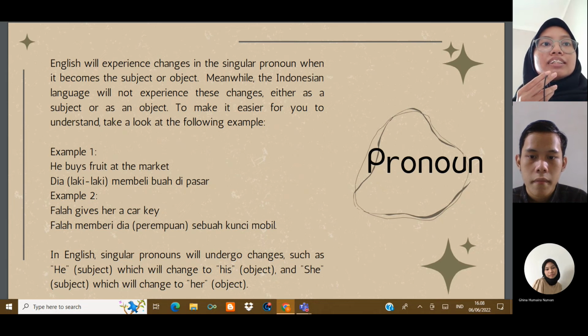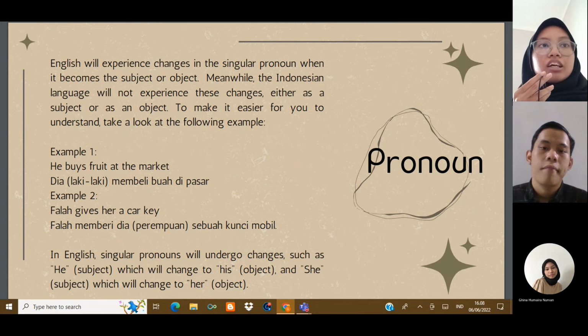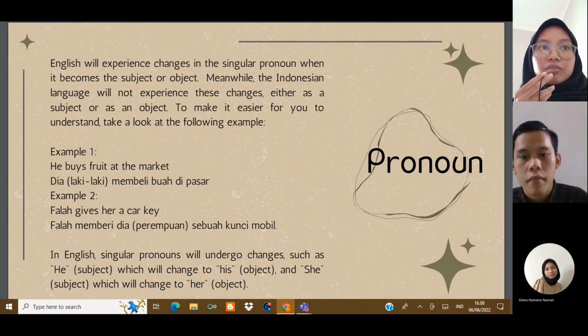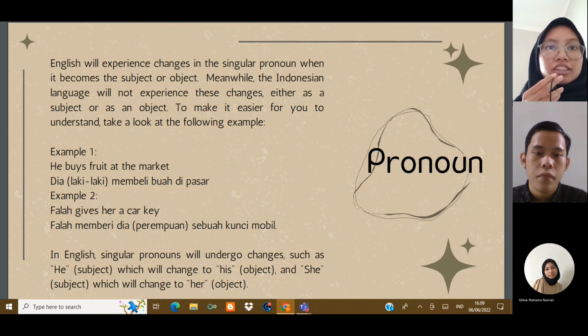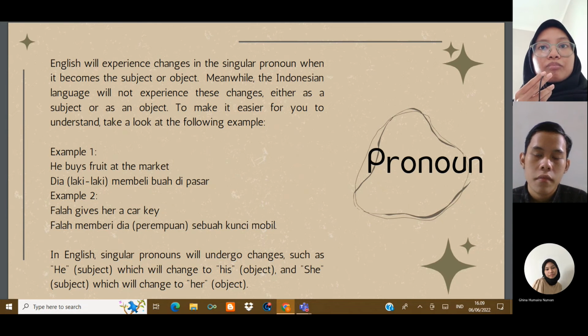The first example is he buys fruit at the market. That one is in English. In Indonesia, dia, which implied laki-laki or man, membeli buah di pasar. The second example is Falah gives her a car key. And in Indonesian, Falah memberikan dia, perempuan, sebuah kunci mobil. In English, singular pronouns will undergo changes, such as he, subject, which will change to his, object, and she, subject, which will change to her, object.